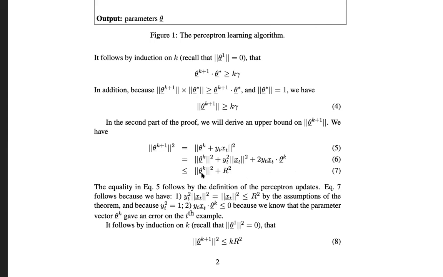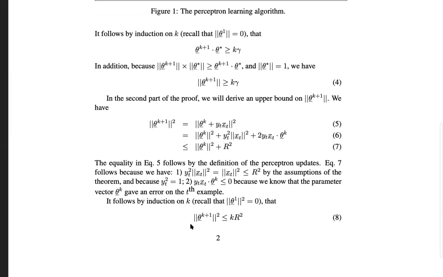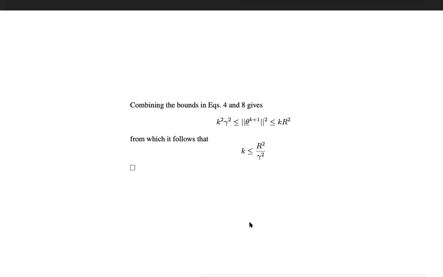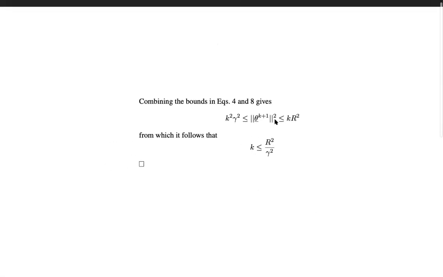In other words, you can do this whole thing here. The norm square of theta k plus 1 is less than k times r square. Again, triviality. So we have lower and upper bounds. The norm square of theta k plus 1 is bigger than k square times gamma square, because this is bigger than k times gamma. Another way, it is less than k times r square.